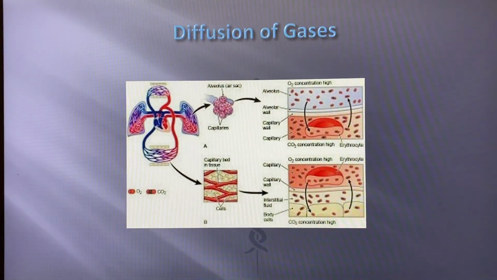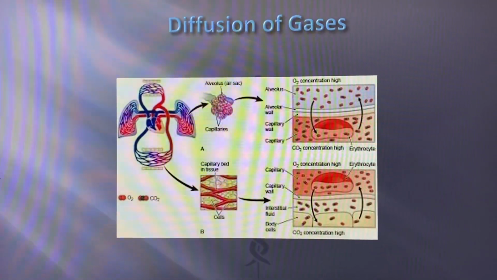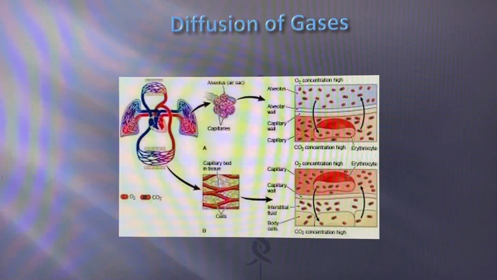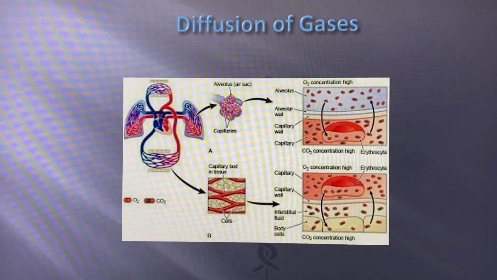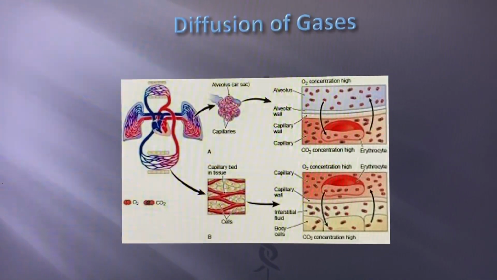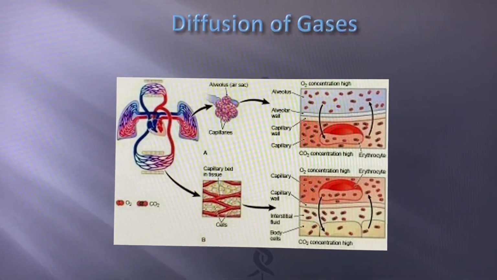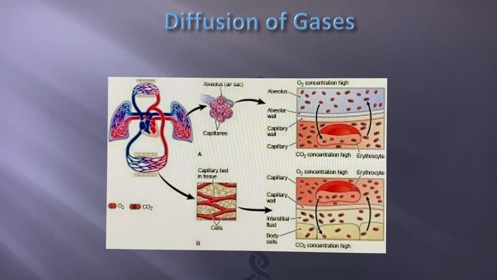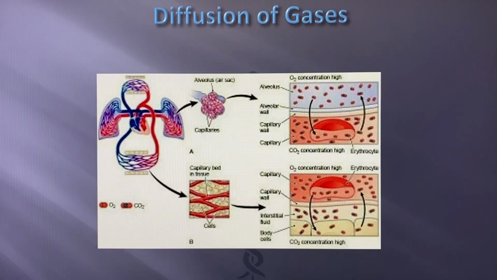So first I want to talk about diffusion of gases. Gases primarily move through diffusion, and that is from areas of high concentration to areas of low concentration. Both oxygen and CO2 are going to move. Oxygen is going to move from the oxygen-rich environment of the alveola into the low oxygen deoxygenated blood. So that's going to pull that oxygen in.